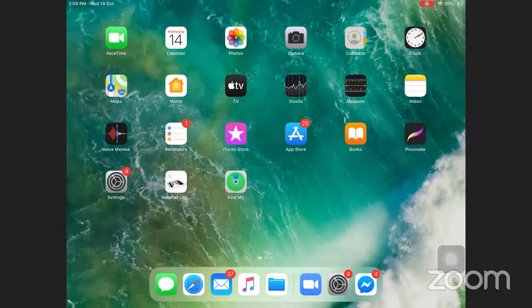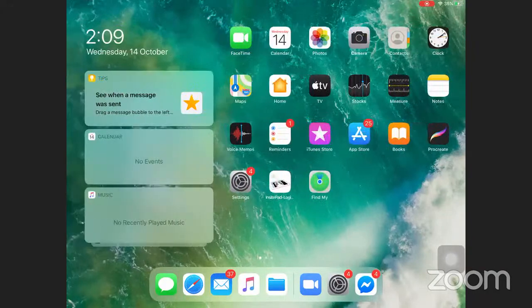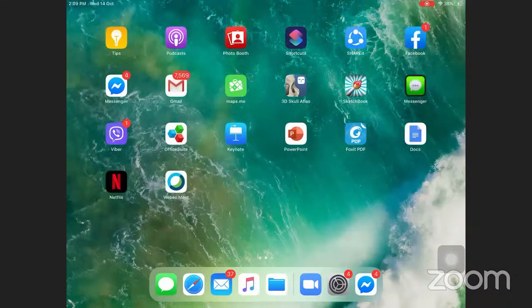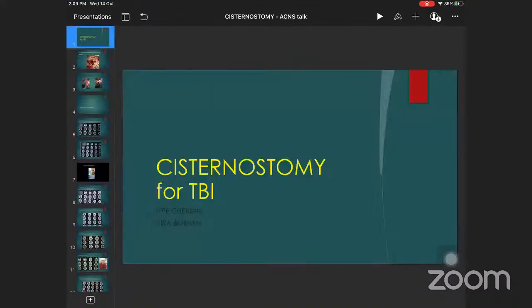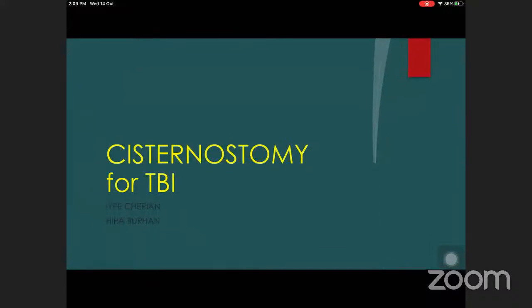So, well, I'll go into trauma, how we use skull base and vascular techniques for trauma. That's what I'm going to show you guys. So let me start off. You can see my screen? Yes.